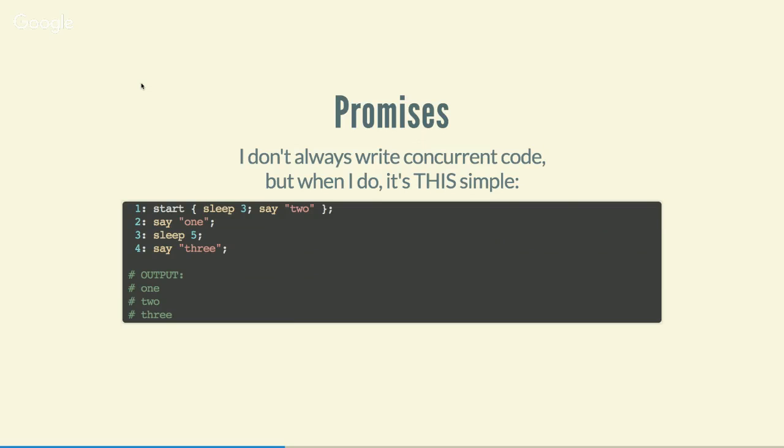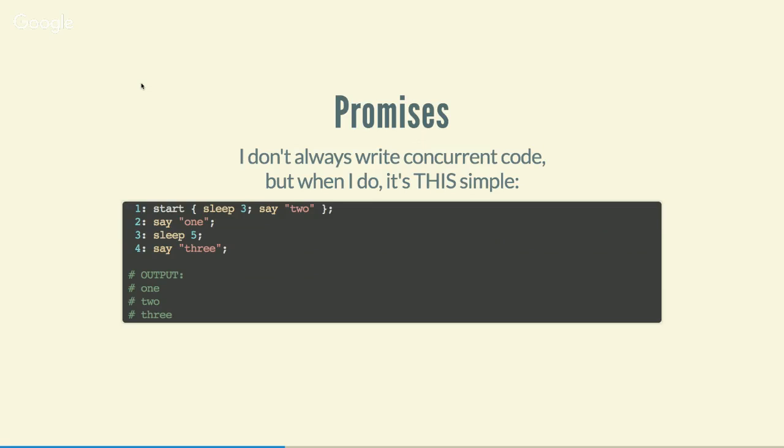Perl 6 also has promises. In some languages, they're called futures. So on line number 1, I'm starting a concurrent piece of code using the start keyword. Inside of it, I'm going to sleep for 3 seconds and print out the number 2. On line number 2, I'm printing out 1, sleeping for 5 seconds, and then printing out 3. But if you look at the output, 1, 2, 3 is actually in order.